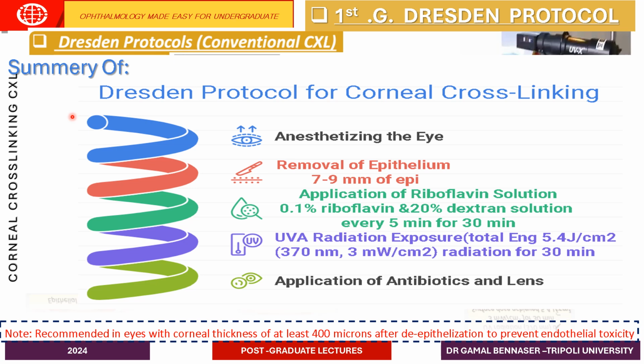keeping in mind that this protocol is applied with a residual stromal bed of 400 micrometer, this is apart from the epithelium. If you have a residual stromal bed less than 400, you have to use hypotonic riboflavin.